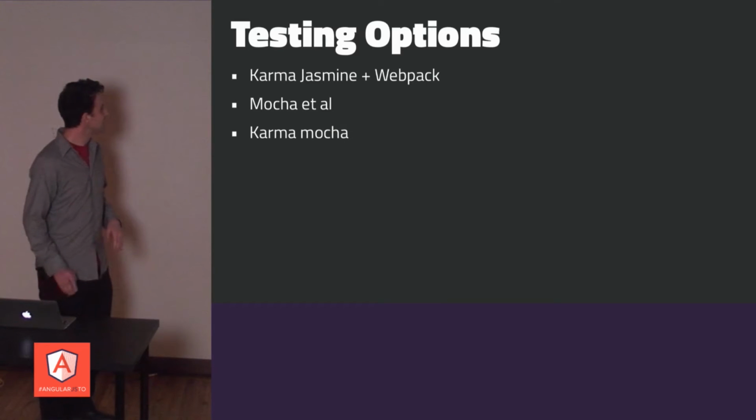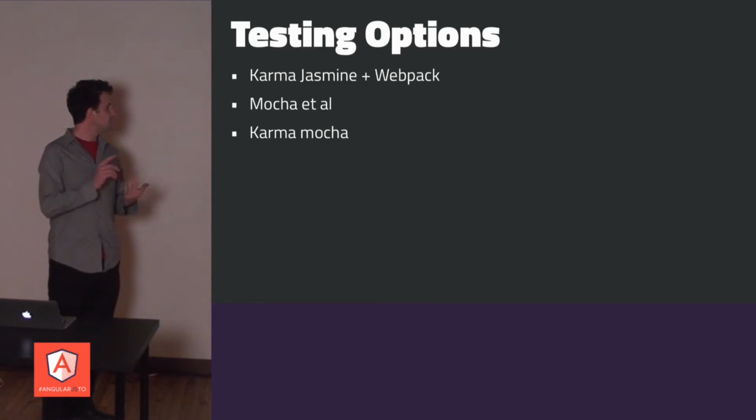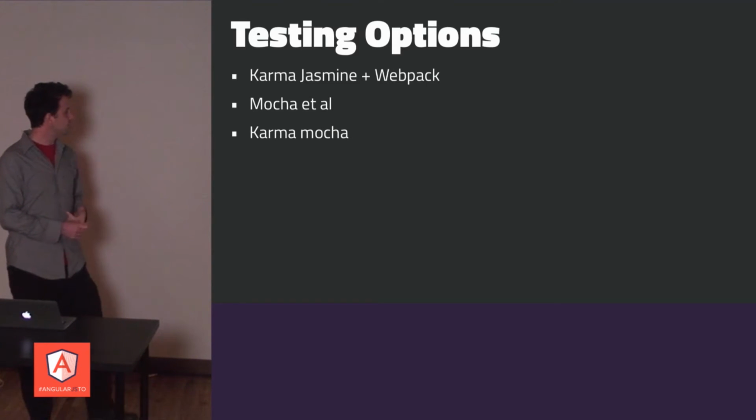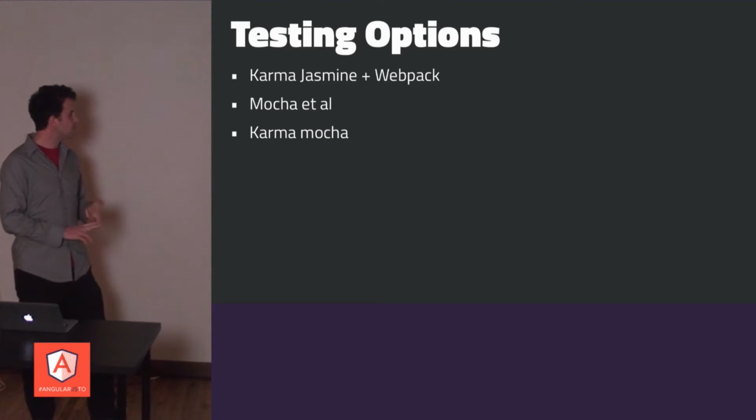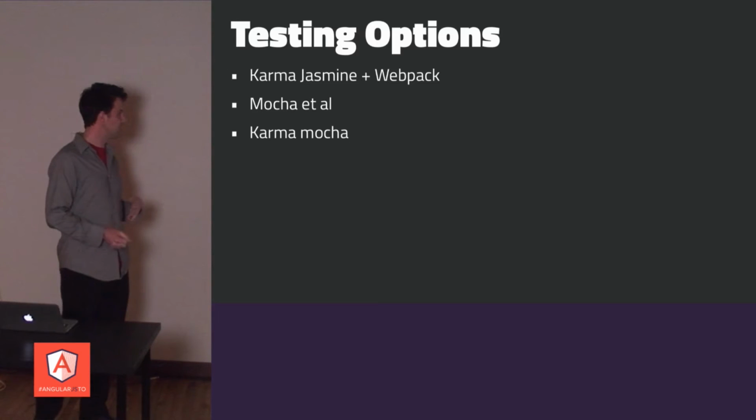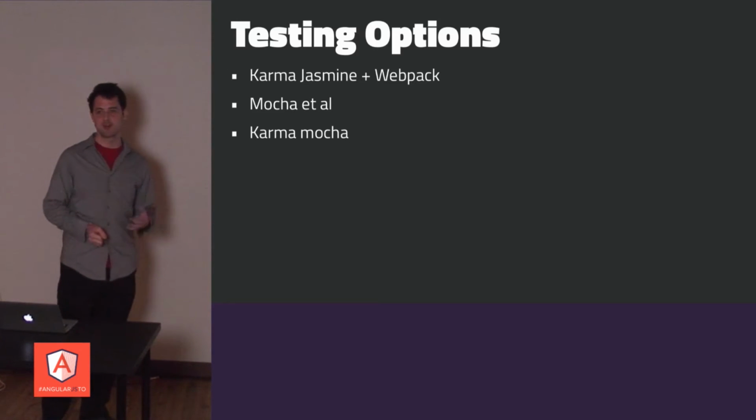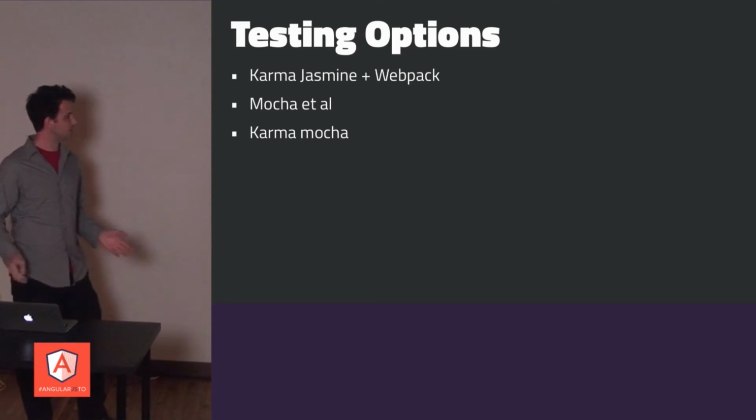That was the AC. So, testing options. I looked at a couple different ones, like plain Mocha, Karma with Mocha, and Karma and Jasmine in Webpack. And because I had everything working with Karma and Jasmine, I just stuck with it. I didn't want to have to rewrite the tests.